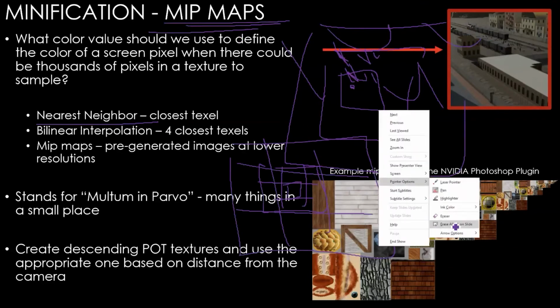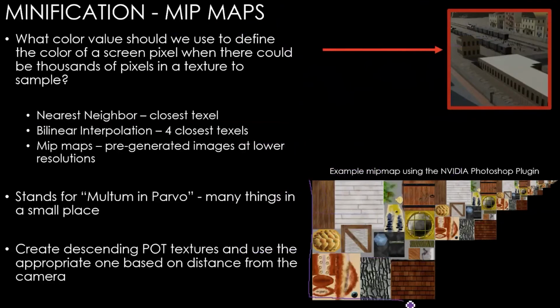So if we, let's see, clear this out. Here's an example of the old way we used to do mipmaps. Now they're auto-generated by the engine for the most part. But in the old days, or even today, if you want to make sure that the mipmap looks a certain way, you can generate them yourselves using an NVIDIA Photoshop plugin.